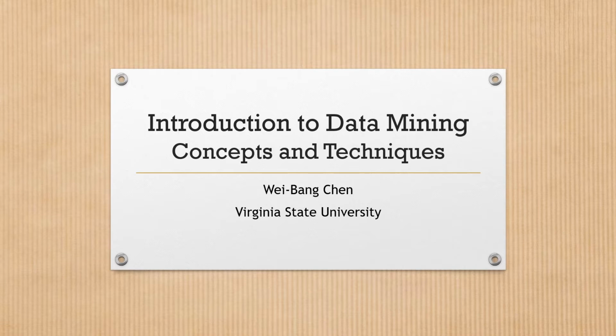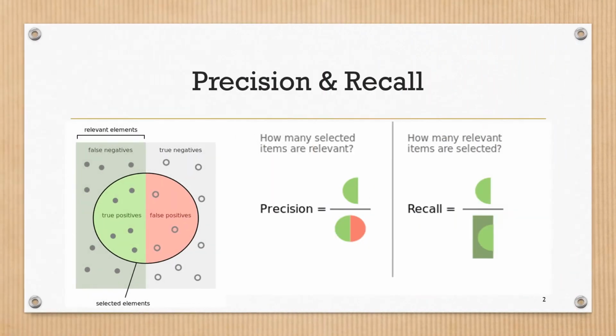In this unit, we will introduce classification evaluation metrics, including precision, recall, and F-measure. To evaluate binary classification results, precision and recall are two commonly used evaluation metrics.